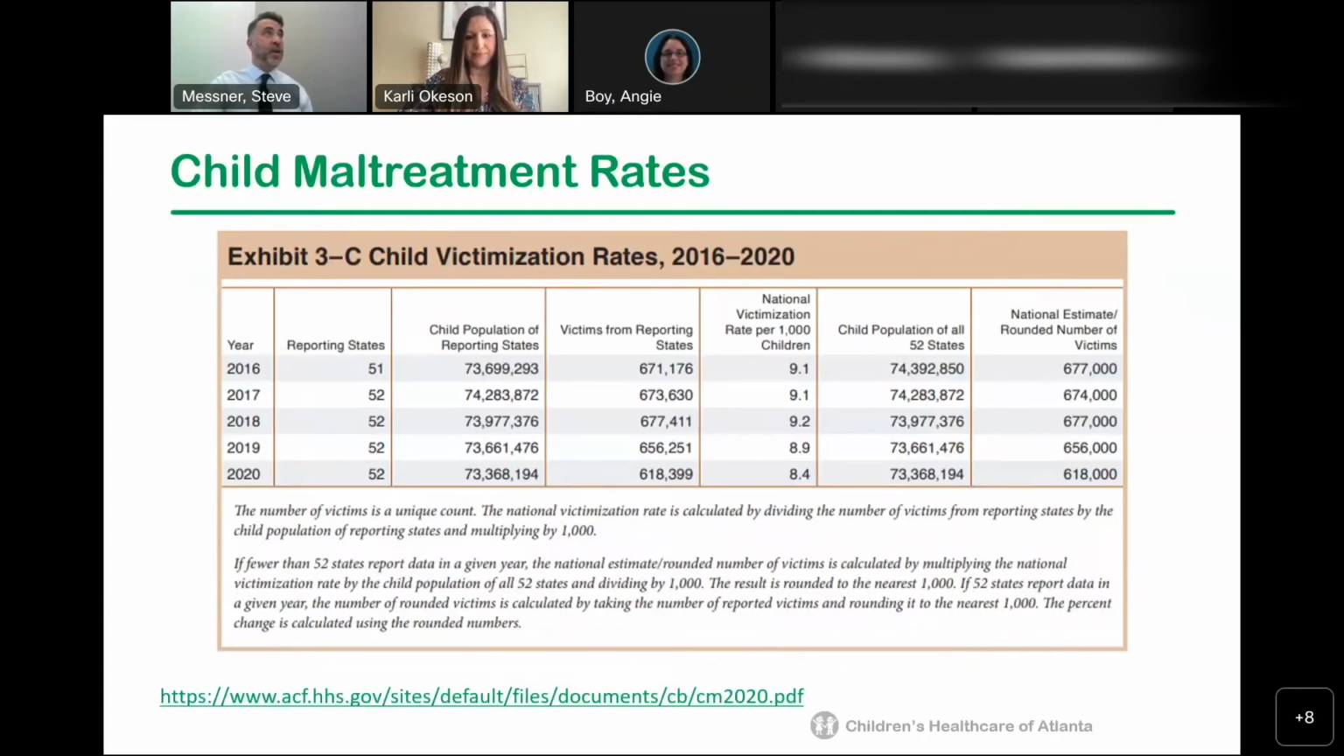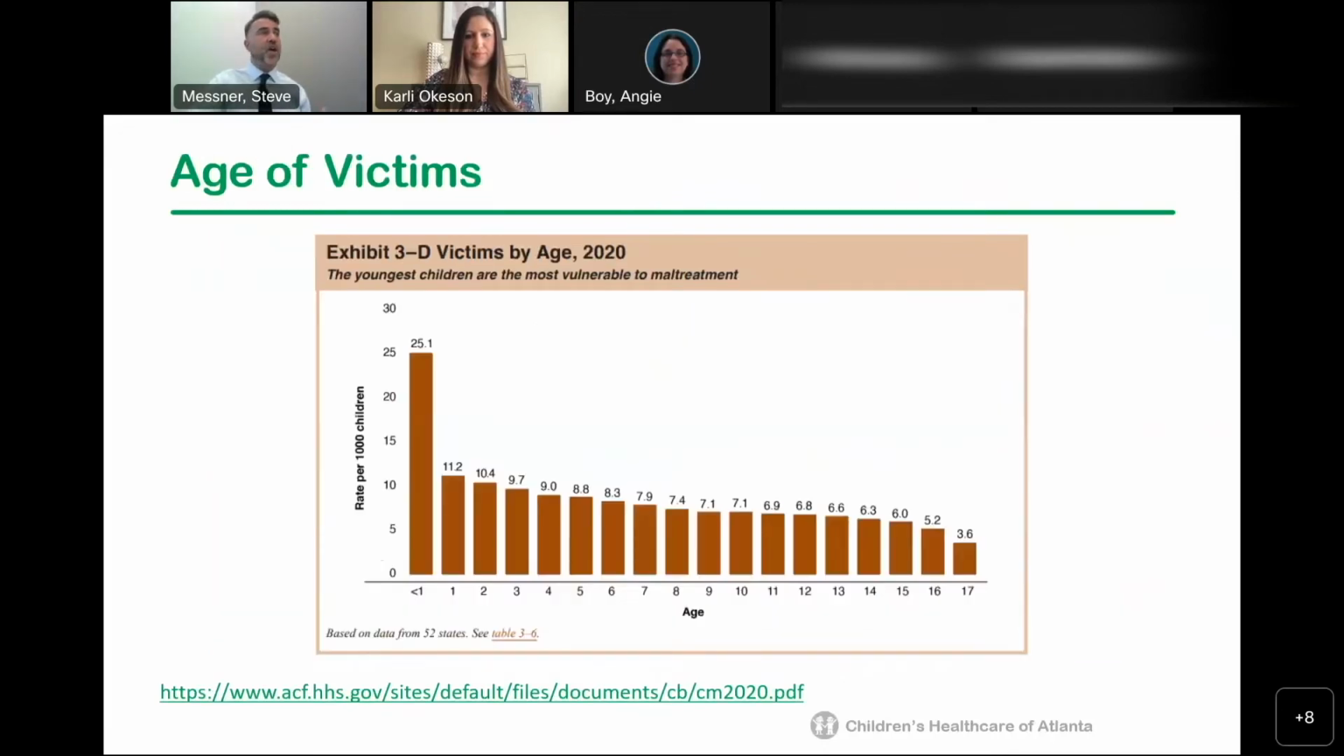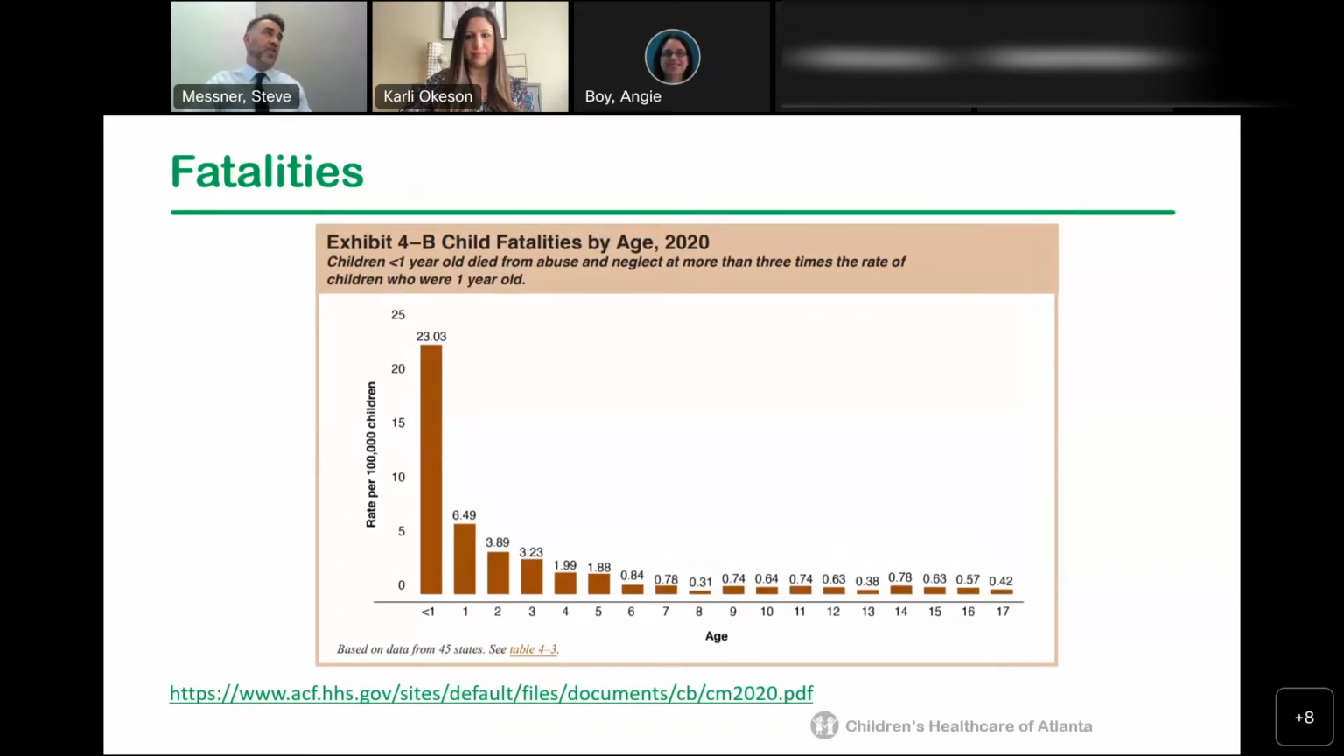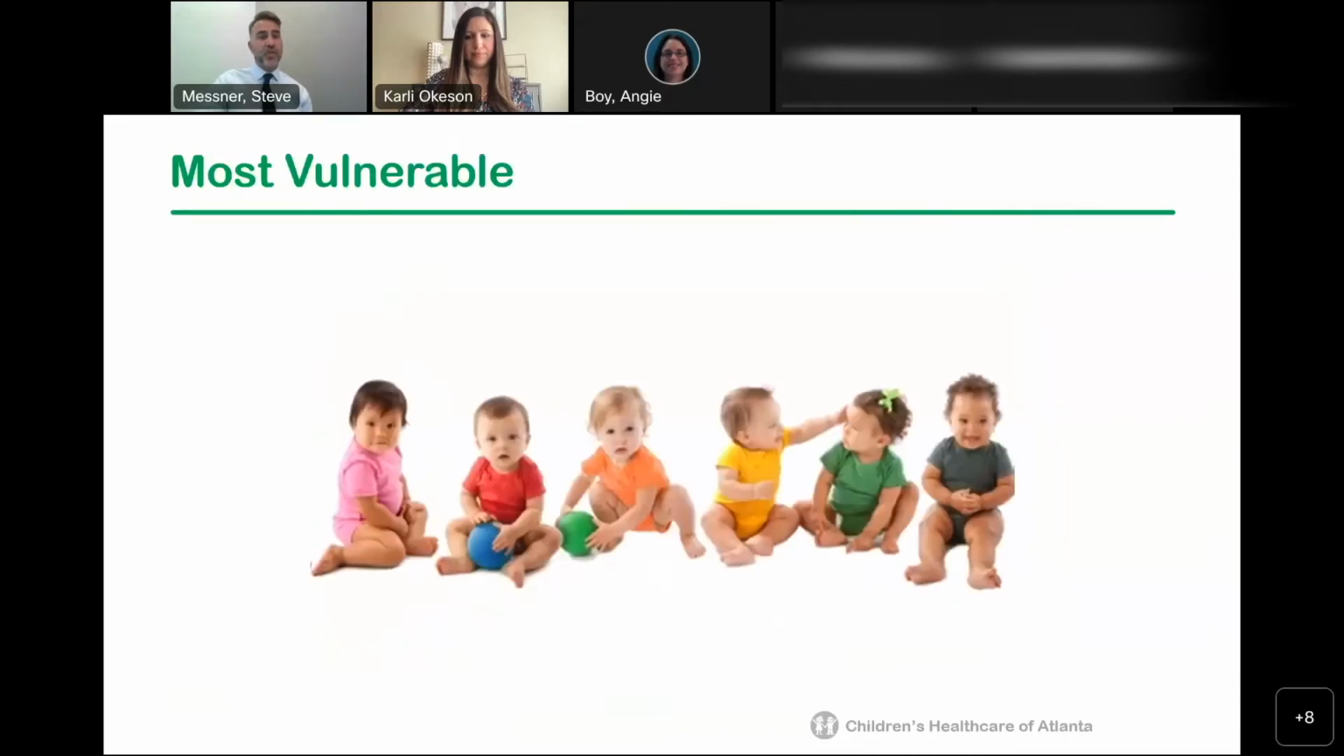This is probably not news to anybody on the call, but I put this in here just to remind folks about child maltreatment and the victimization rates, that it does exist, and that the youngest victims are the most victimized. If you look at this, from the NCANDS data, the less than 1 year of age is the biggest bar. And the same thing goes with fatalities. They're the most frequently victimized age group. So it's really these very young ones who are the most vulnerable.